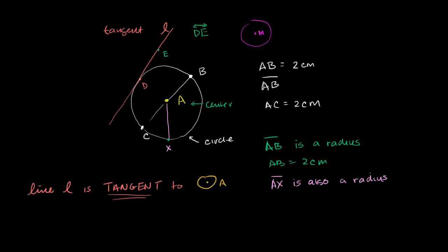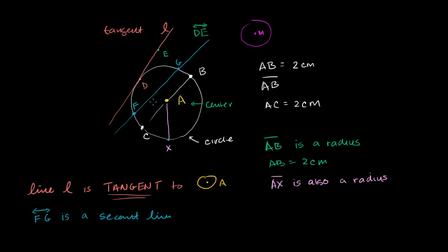You could just as easily imagine a line that intersects the circle at 2 points. So maybe this is F and this is G. You could call that line FG. And this line that intersects the circle at 2 points, we call a secant of circle A. It is a secant line to this circle right over here, because it intersects it in 2 points.